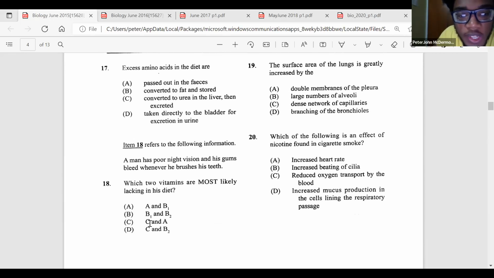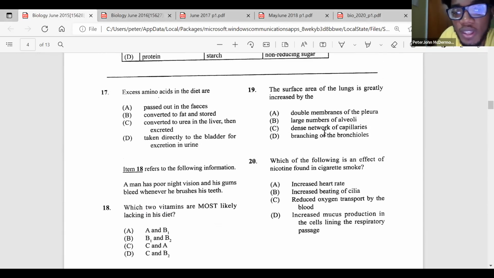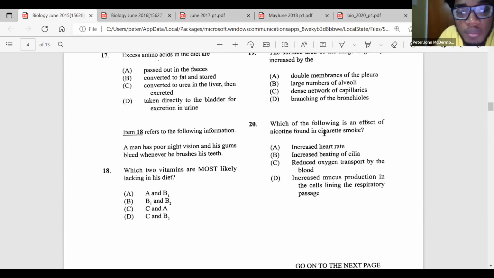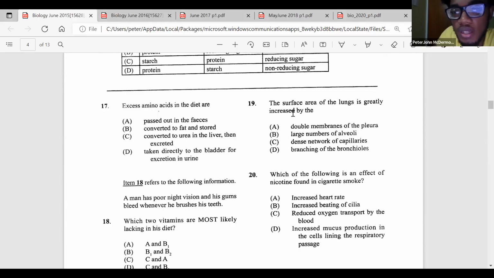So notice they put C and then A. They switch it around, so if you're looking for A and then C. But honestly, B kind of has nothing to do with these things. So yeah, let's continue. Surface area of the lungs is greatly increased by the... B. Sure it's not D?